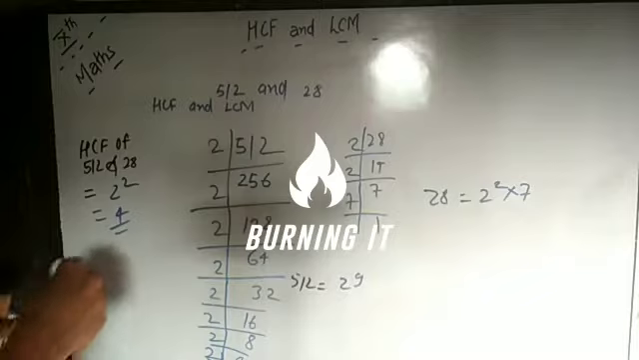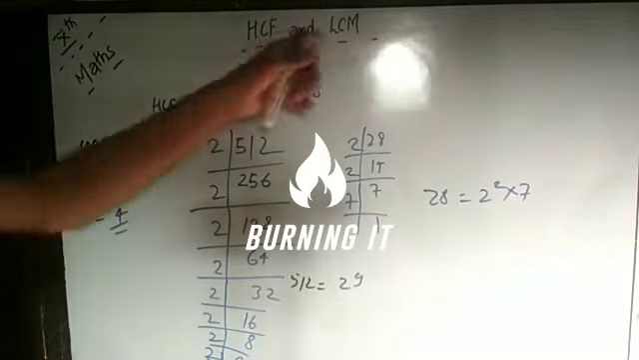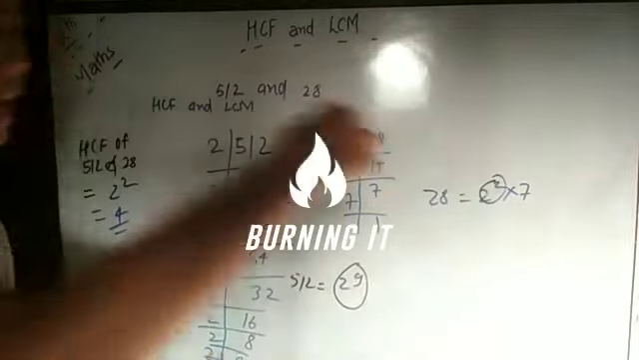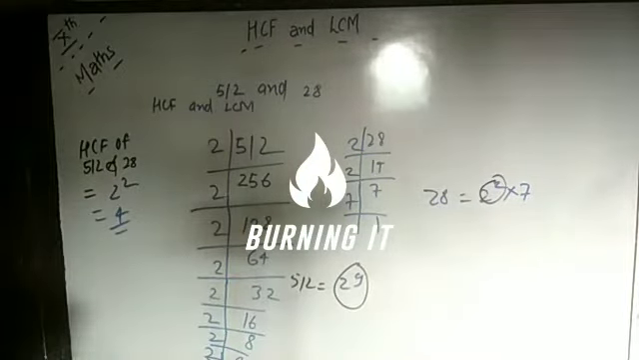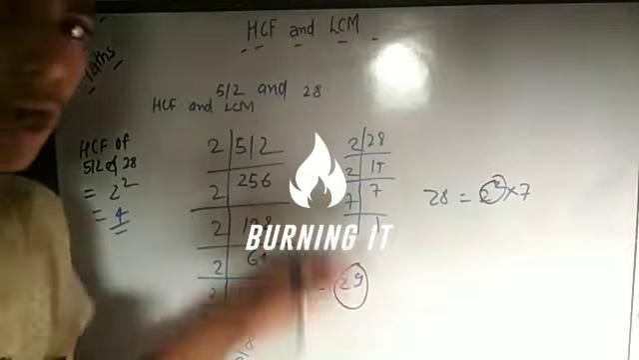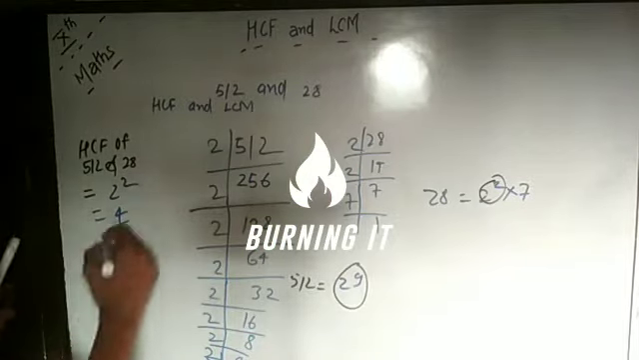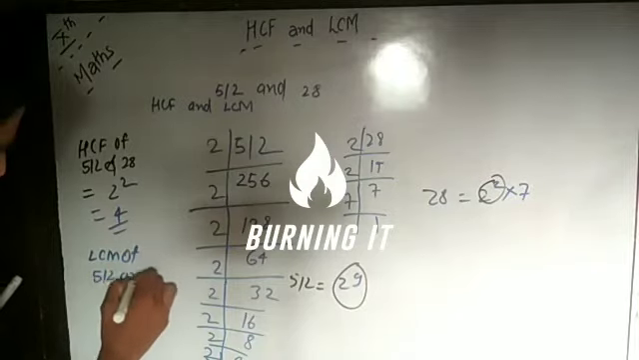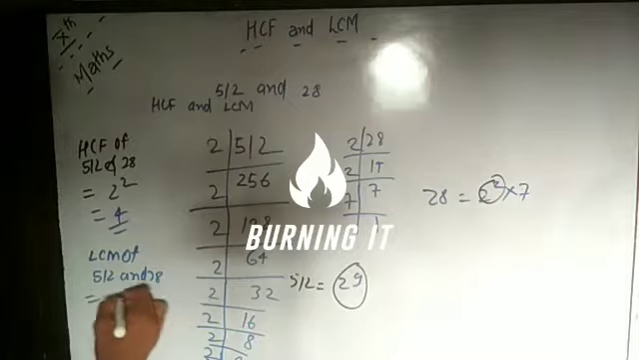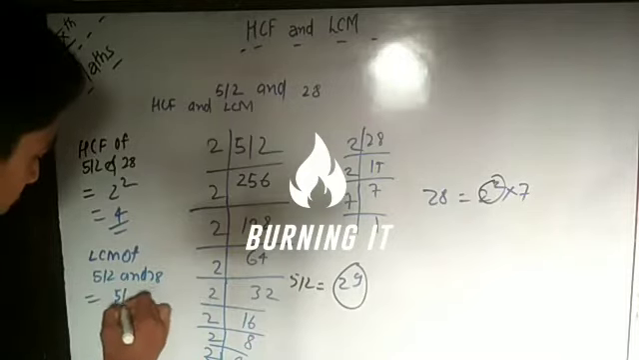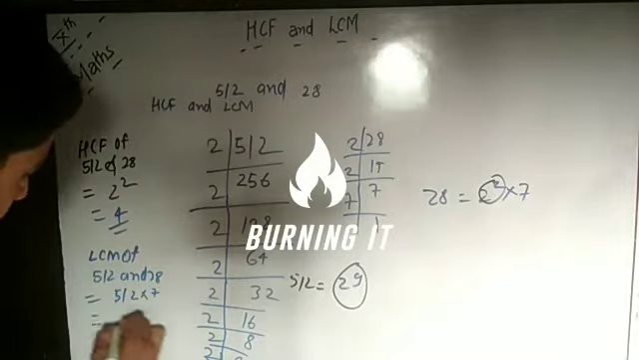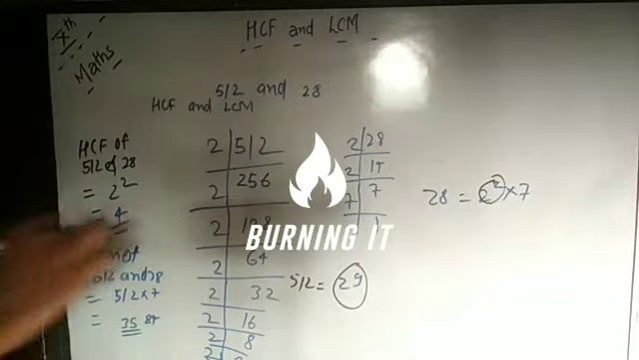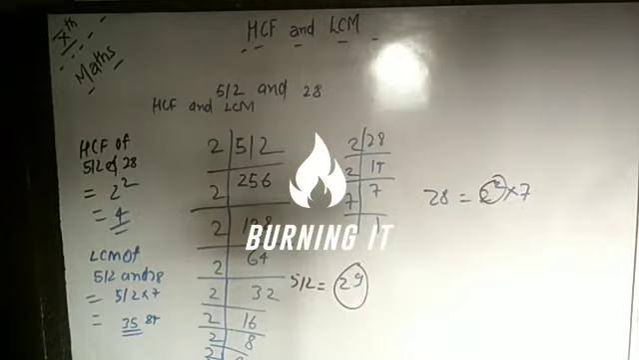What about their LCM? As I told you, LCM means least common multiple. Now look here. In this case, we have to take the highest power, and the different factors which are not present in both will also be multiplied in it. So what will be the LCM of 512 and 28? The LCM will be 2 to the power 9, which is 512, into 7. What will we get? 3584 is the LCM of 512 and 28.